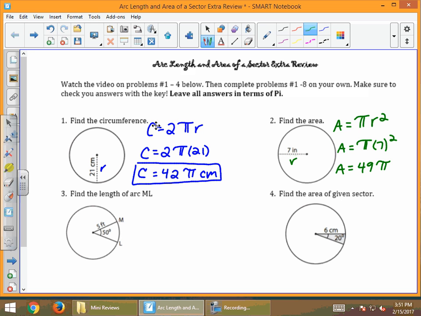Tack on pi. You're going to use proper units. In this case, it is inches. But we found area, so it's going to be inches squared.